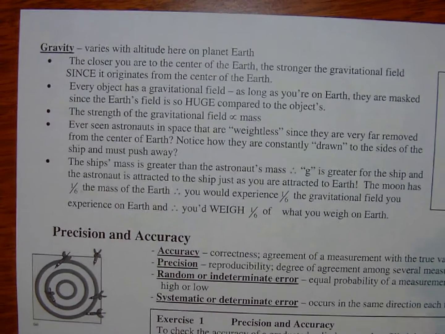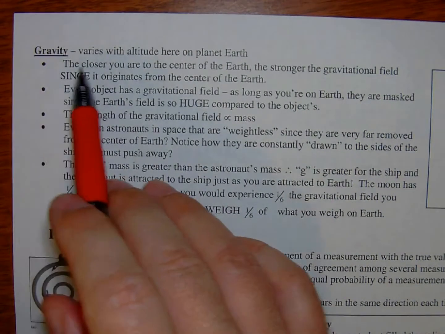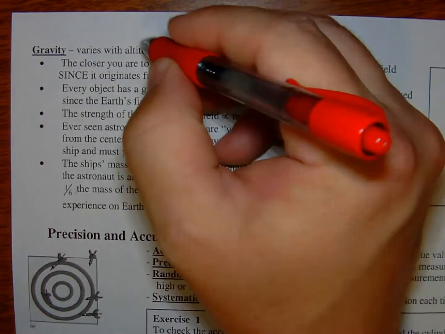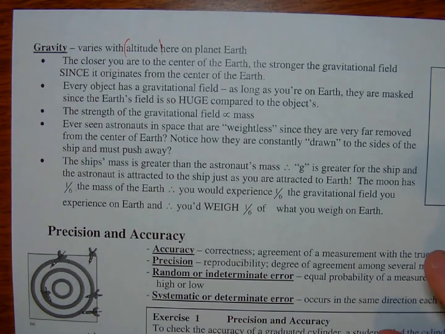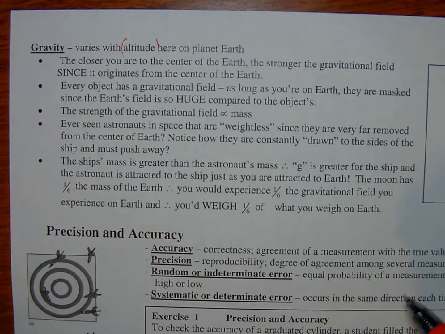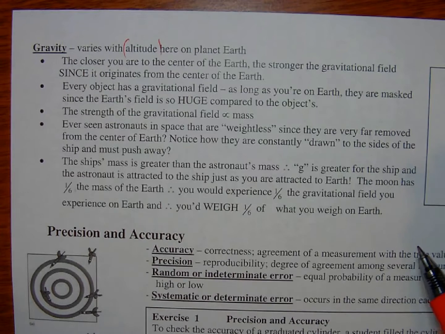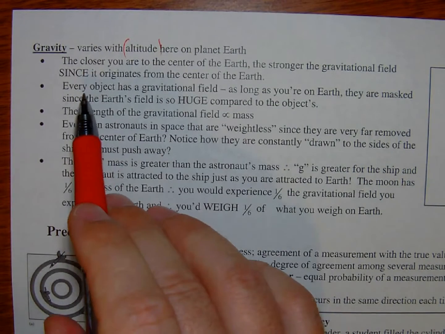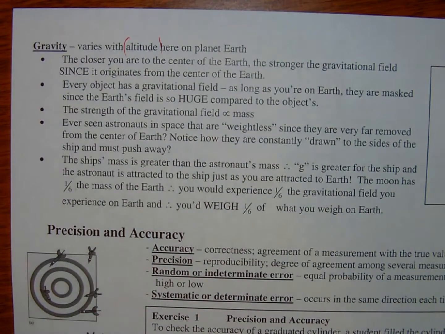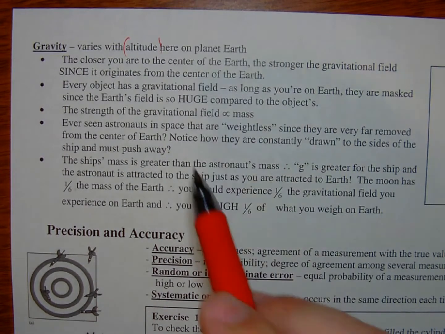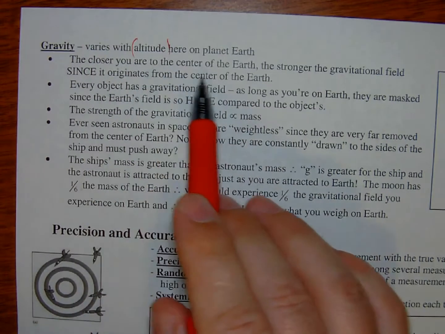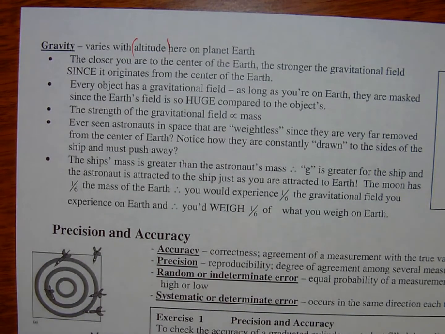Let's finish up this small portion with gravity. Gravity varies with altitude here on the planet Earth. It truly does, but not to an appreciable amount. You're going to have to go up several miles before you start to experience any real change in your actual weight, because the force of gravity is an inverse square law, which means the further you get from the Earth, the weaker the gravity of Earth will be on you. But the closer you are to the center of the Earth, the stronger that gravitational field will be, since it originates from the center of the Earth.